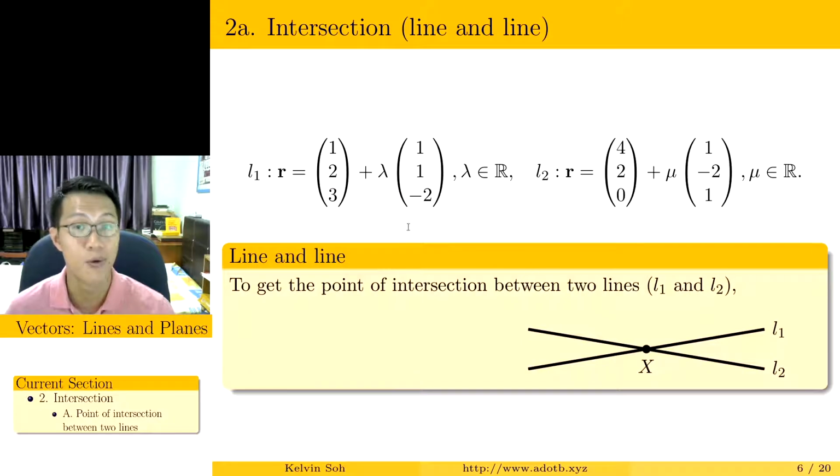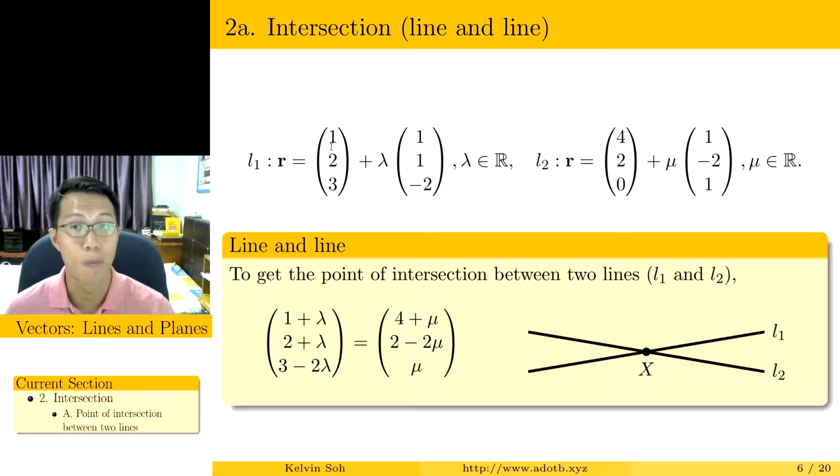So our first example is the intersection between two lines. We are given two lines, L1 with this equation and L2 with the other equation. And our aim is to get the coordinates of the point of the intersection between these two lines. So the technique here will be to observe that the first line has equation r equals (1, 2, 3) plus lambda (1, 1, -2). And the second line is given by r equals (4, 2, 0) plus mu (1, -2, 1). So both equations have this vector r, so we can equate the two of them.